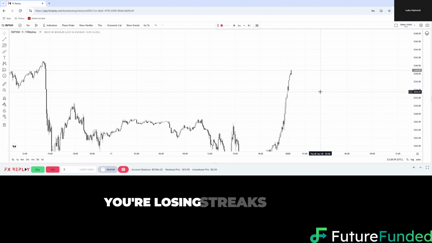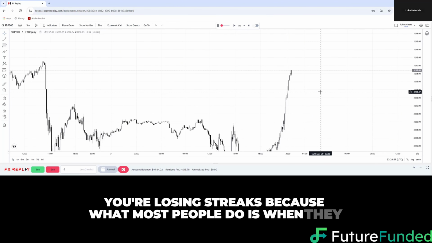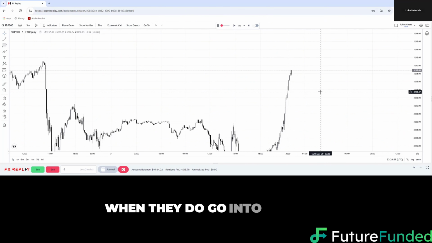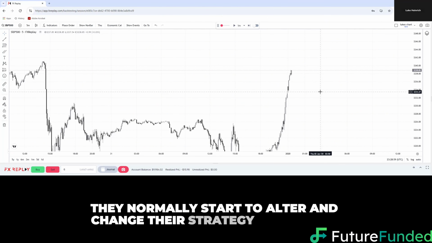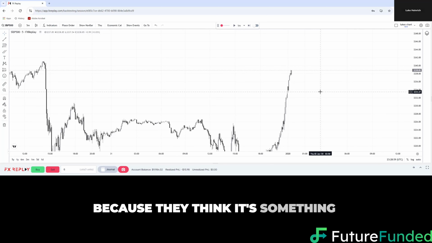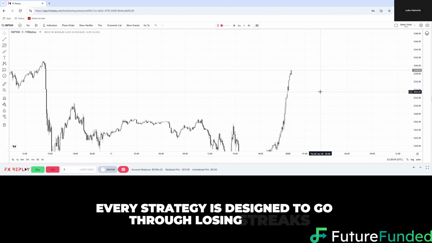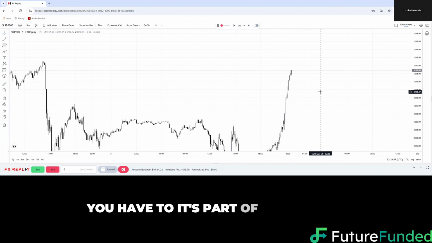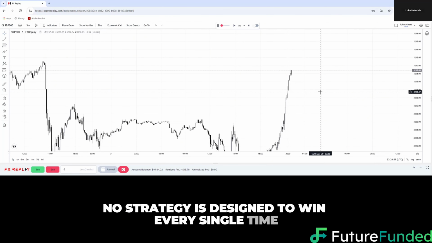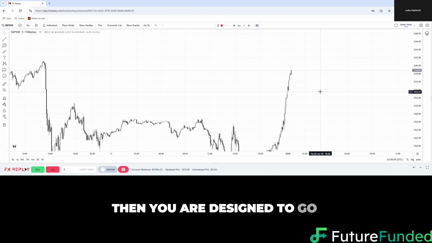your losing streaks. Because what most people do is when they do go into a losing streak, they normally start to alter and change their strategy completely because they think it's something that they're doing wrong, or they think their strategy is negligent. It's completely and utterly false. Every strategy is designed to go through losing streaks. It's part of the market. No strategy is designed to win every single time. And if you're not designed to win every single time, then you are designed to go through losing streaks.